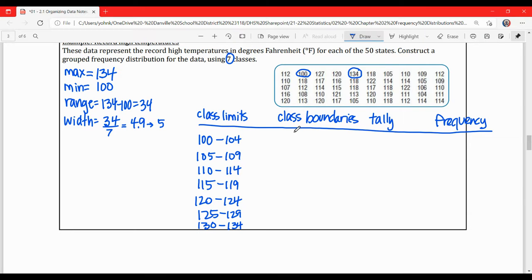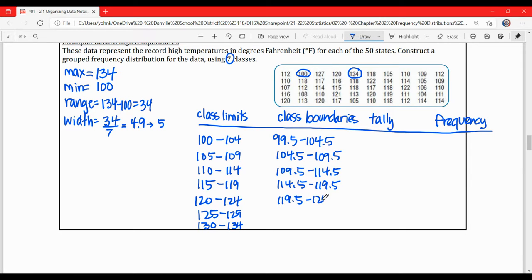Now the class boundaries are going to be that 0.5 number that closes the gap between the classes. So I'm going to go from 99.5 to 104.5. And then my next one starts at 104.5 and goes to 109.5. Notice now I have no gaps in between the classes. So 109.5 to 114.5, 114.5 to 119.5, 119.5 to 124.5, 124.5 to 129.5, 129.5 to 134.5.